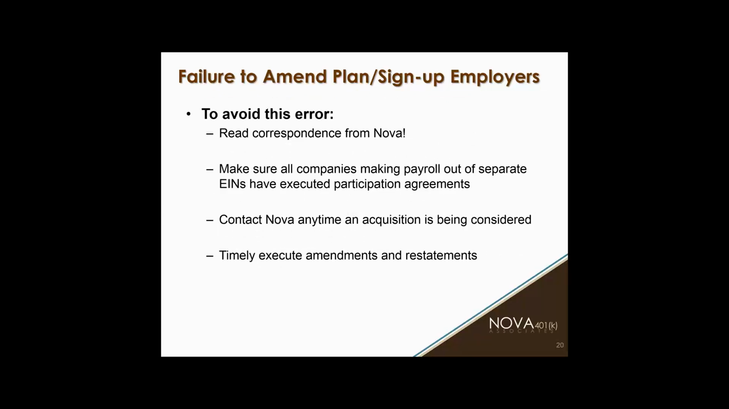So again, how do we avoid these types of problems? Amending on a timely basis, signing up all your employers. Just read the correspondence from NOVA. Obviously, we send out lots of emails. There's a lot of follow-up emails from our system. If we sent an amendment to you, there are usually reminders that go out weekly that a document needs to be signed. It's usually going to be a DocuSign email, right? So that's all electronically done now.